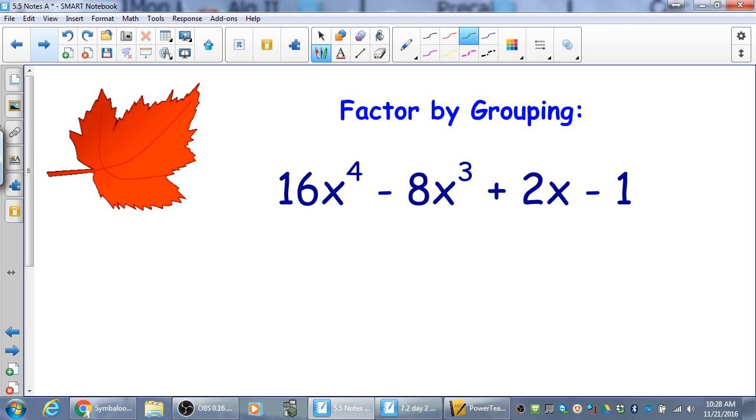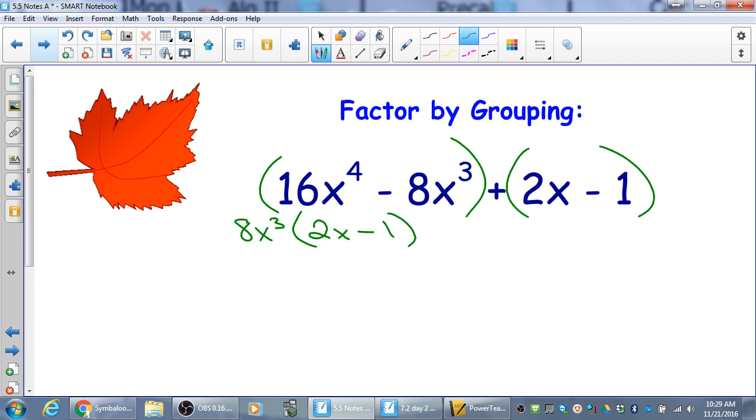All right, so 4 terms. Factor by grouping. That one's a plus, so we don't have to change the sign. Only when it's a minus in the middle, then we have to change the signs. We can take an 8x to the third out of this. Wow. And we get 2x minus 1.